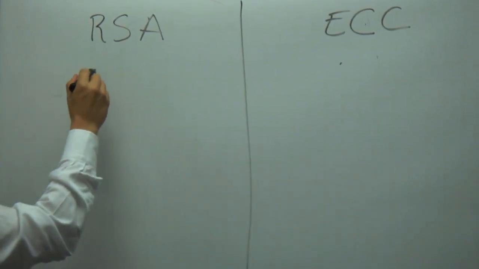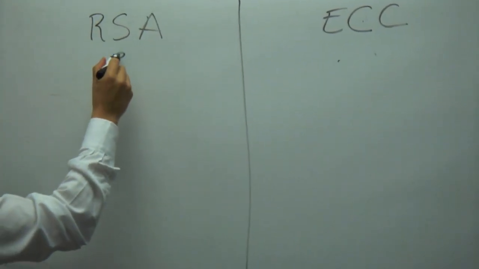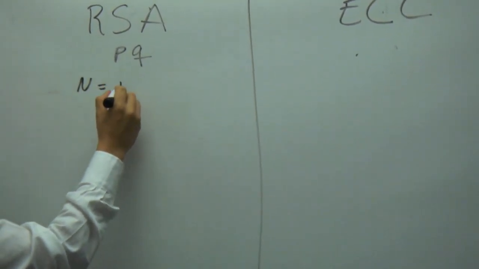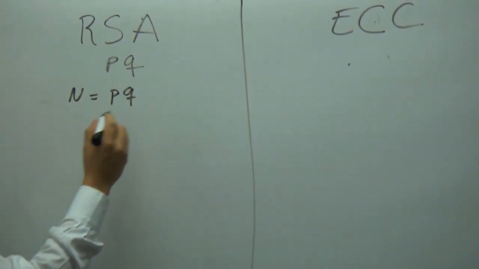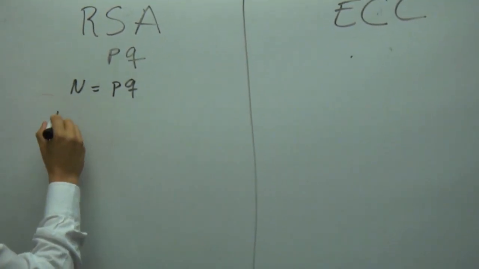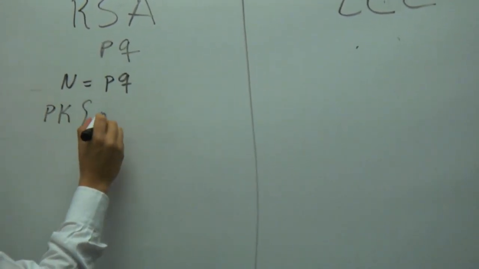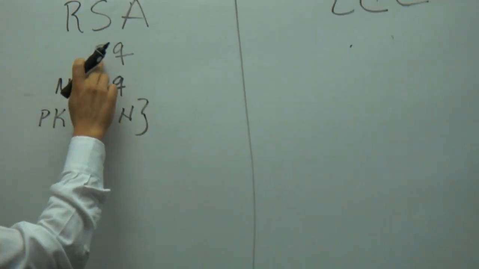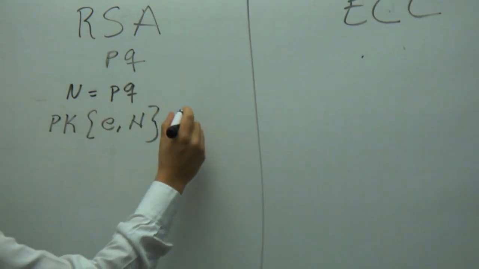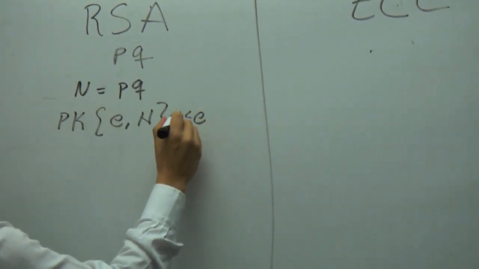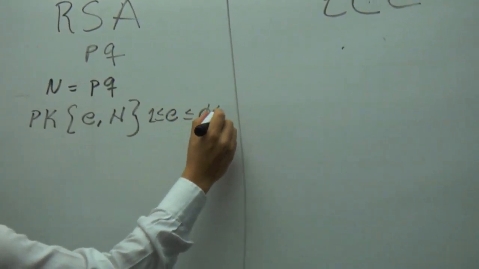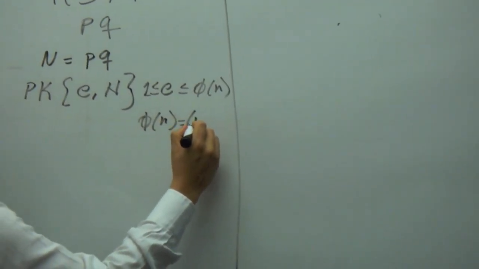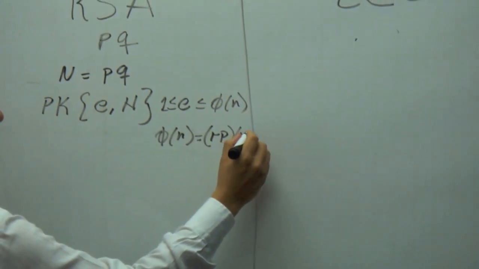Numbers, which is basing in Q, and then we compute N to be equal to the product of P and Q, and then I produce a public key which is based in this value, where N is equal to this. P and Q are large numbers, and E is a value between 1 and phi of N, where phi of N is equal to (P minus 1) times (Q minus 1).